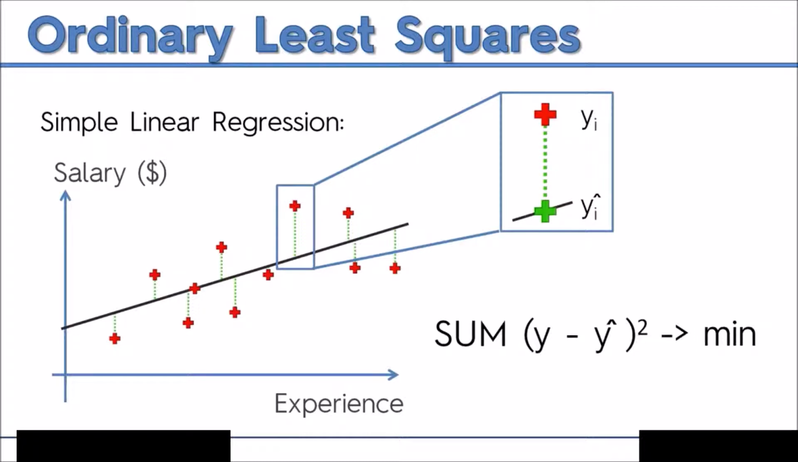It finds a line which has the smallest sum of squares possible, and that line will be the best fitting line, and that is called the ordinary least squares method.